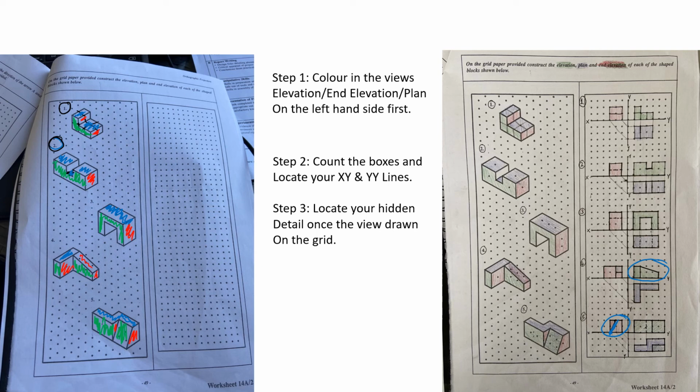The hidden detail, like I've shown here: the hidden detail shown here in 2 is the line brought directly across from the elevation, and it's shown then as a broken line. The same thing here for the hidden detail in 3. Then there will be some hidden detail in 5. When you're looking in this direction, you know it's there, you can't see it, so you have to represent it as a broken line.